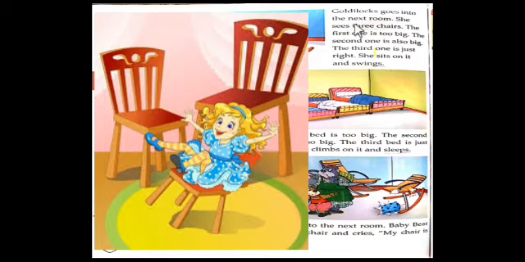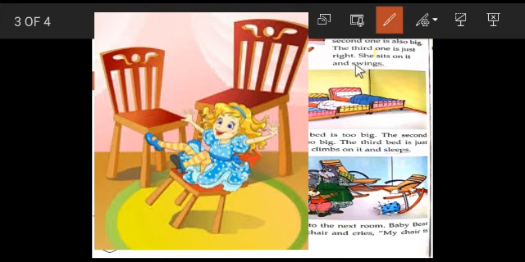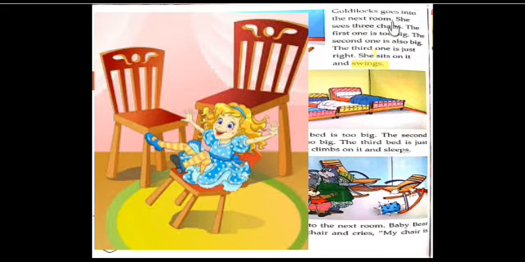So here, swings. What is meant by swings? Swings means to move forward or backward. When she sits on the small chair, the chair goes forward and backward, or to go to and fro. Then she swings it. Then the chair breaks. Goldilocks cries loudly.